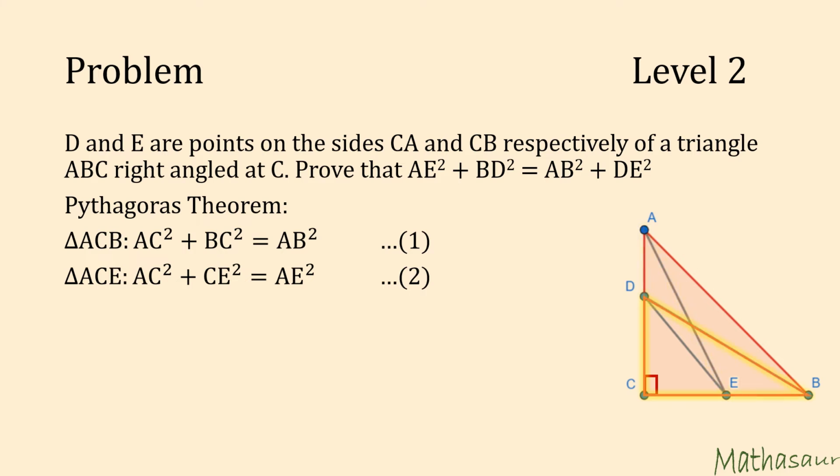Another side we want is BD. Let us apply the Pythagoras theorem to triangle DCB. We see that DC square plus BC square is equal to BD square.